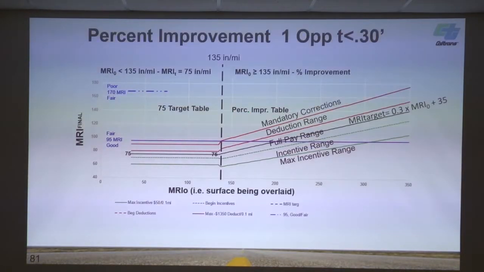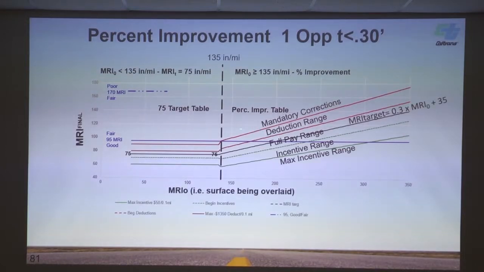Okay, so all these tables that we saw before, this is kind of the way I look at it. The x-axis here is what we call in our spec MRI 0. MRI 0 is the lower of the existing or the baseline profiles. It's the surface that we're typically overlaying, that we're trying to improve upon. And here are our final MRI values. So here's our 135 number. If I have an existing surface that's 135 or less, we're just using the 75 target table. There's our 75 target, and these two red lines are our deduction range.